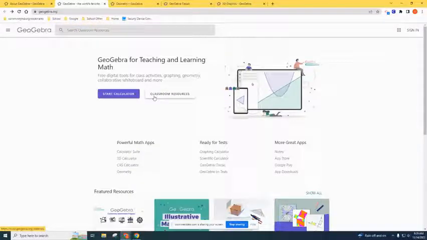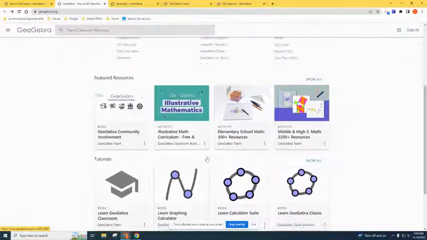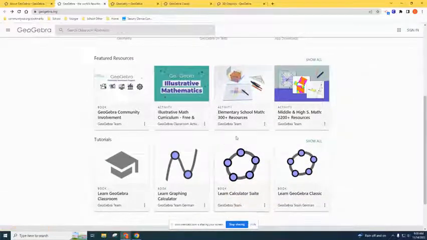The website today is geogebra.org, and on the main page you have a bunch of different apps that you can use, calculators. The biggest thing I like is the resource page and tutorial page of this website. The resource page for you as a teacher helps out with anything you need to visualize in math. Tutorials help you understand the calculator a little bit better.